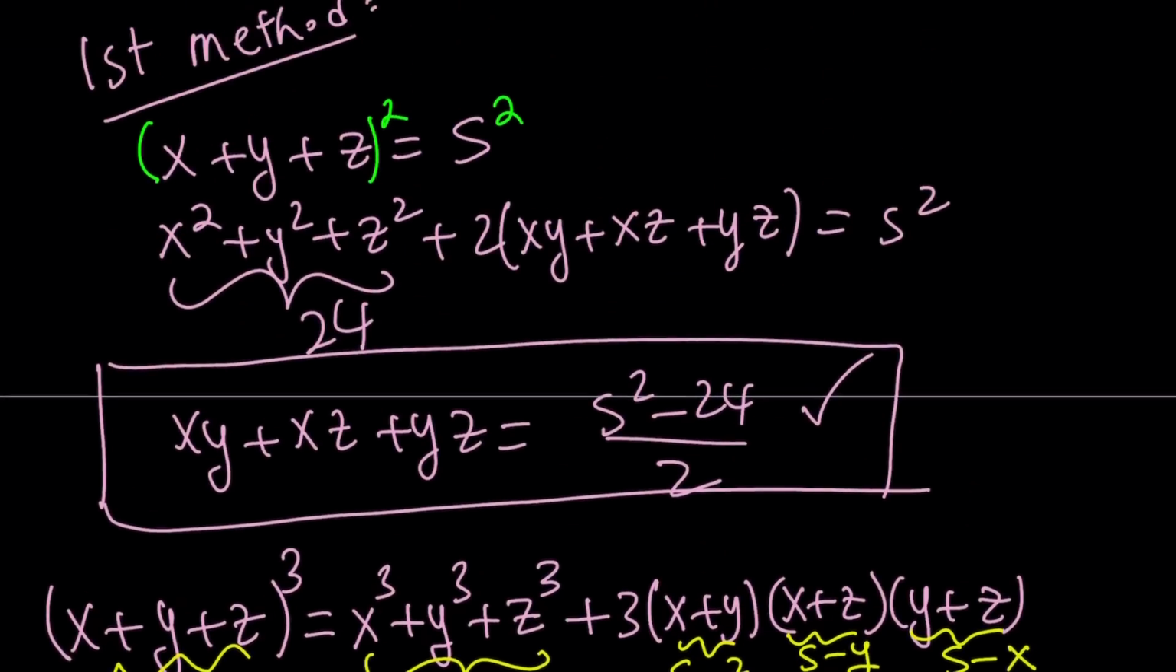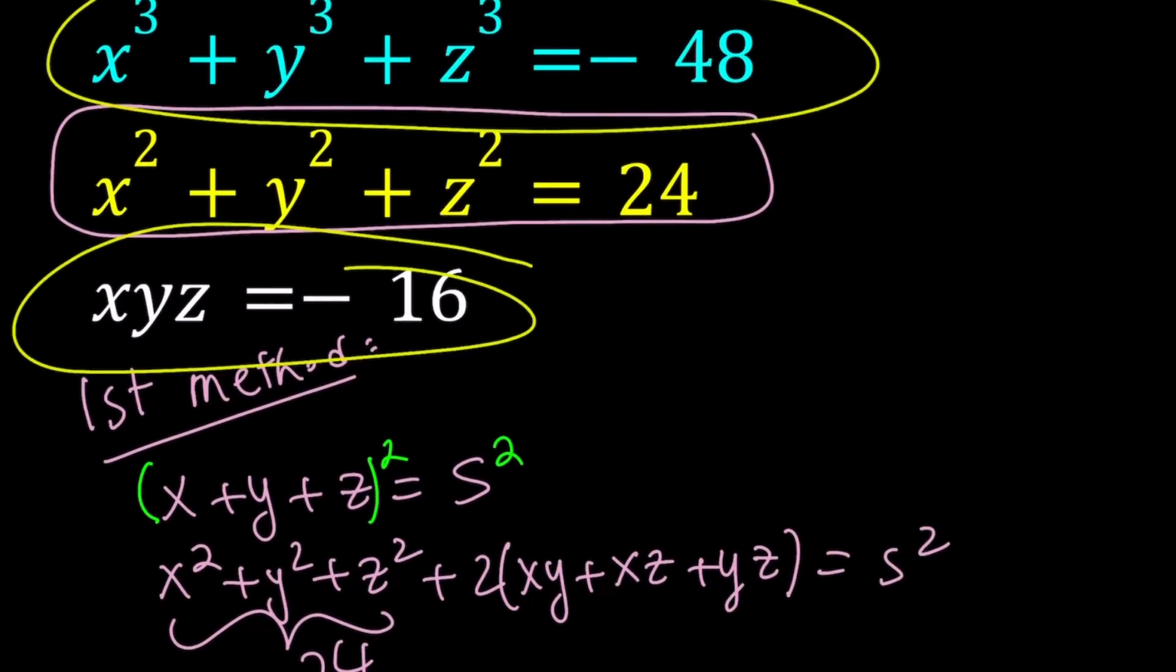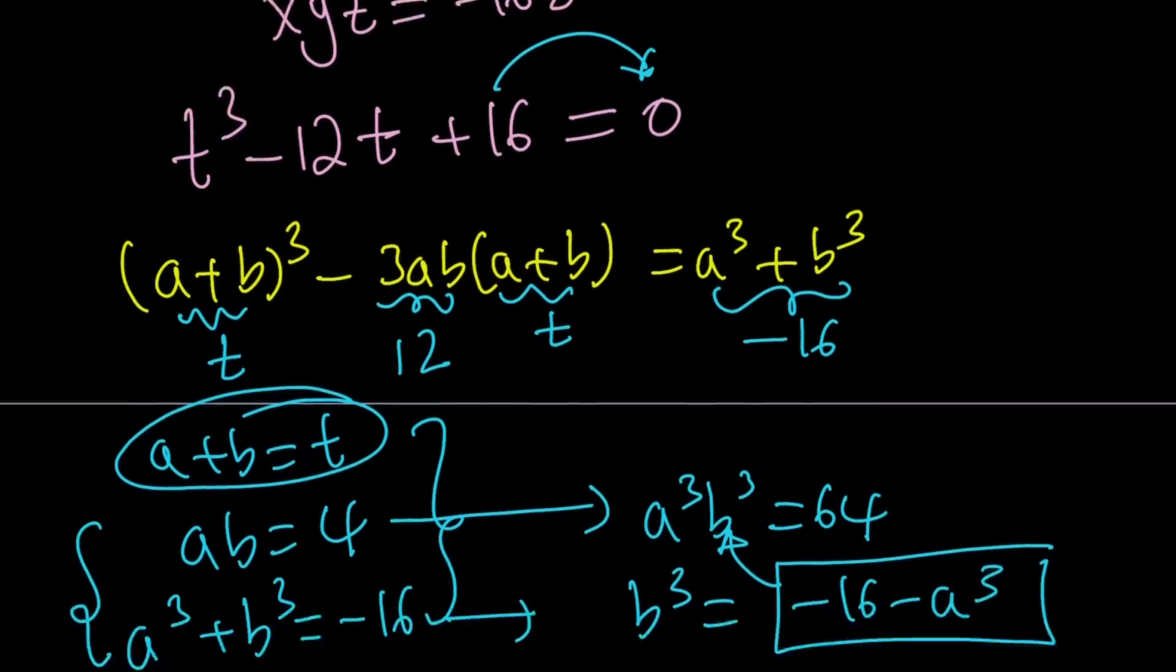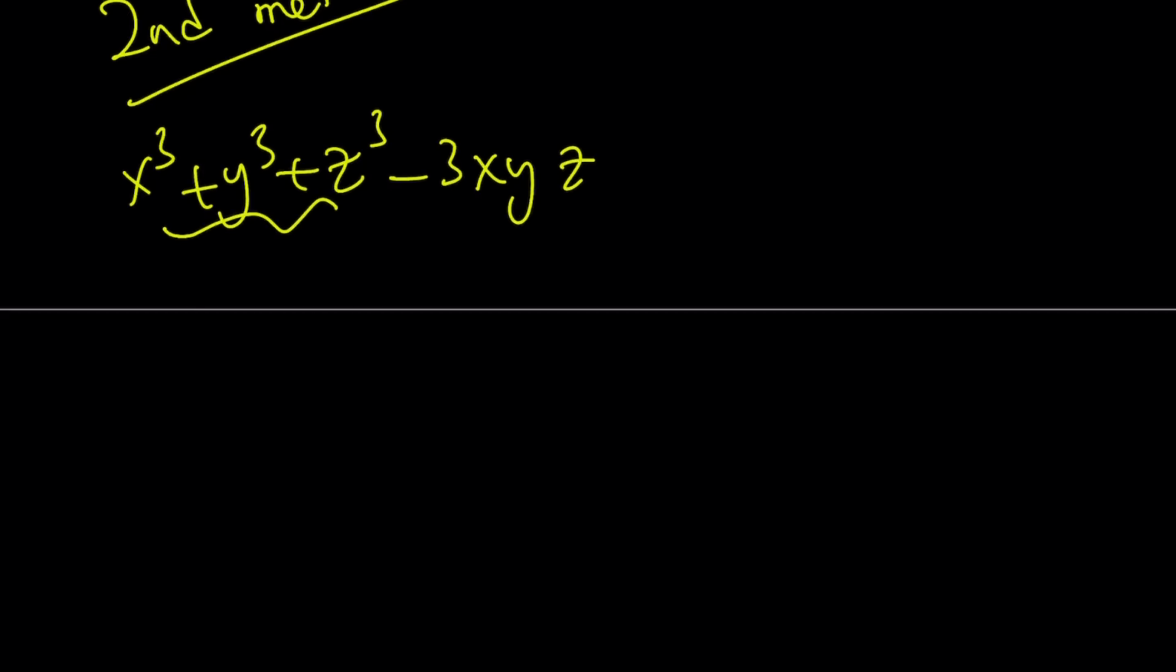What should ring a bell? The ratio of this and this. Notice that the ratio is 3. In other words, x cubed plus y cubed plus z cubed minus 3xyz. Now we know that x cubed plus y cubed plus z cubed is equal to negative 48. This is negative 16, and their product and sum is just going to be 0. What's that supposed to mean?